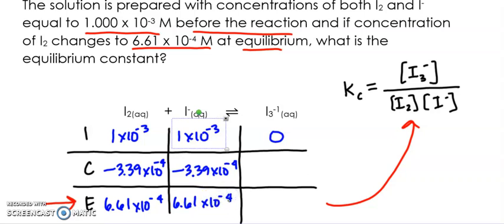Here's the piece we're missing, with I3. How much did that change and where does that end up? It's the same change, still a ratio of 1 to 1. But the product can't go down from 0. The product is going to increase. Think about this: at the start, your reactants are going to turn into your products, so we're shifting right. How much is it going to increase? That same number, 3.39 times 10 to the negative fourth. So 0 plus that is this.